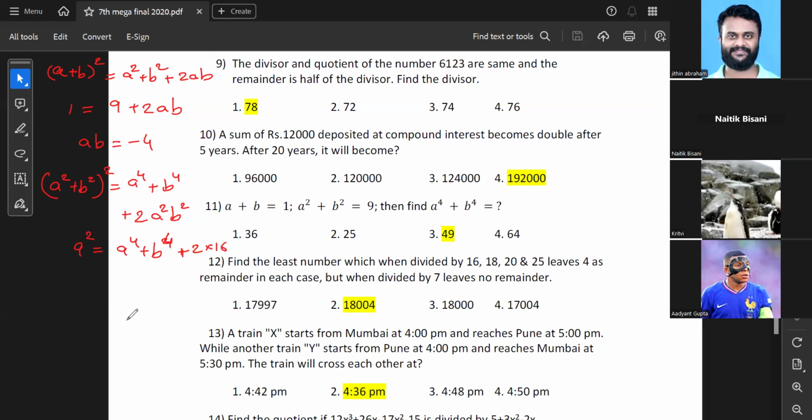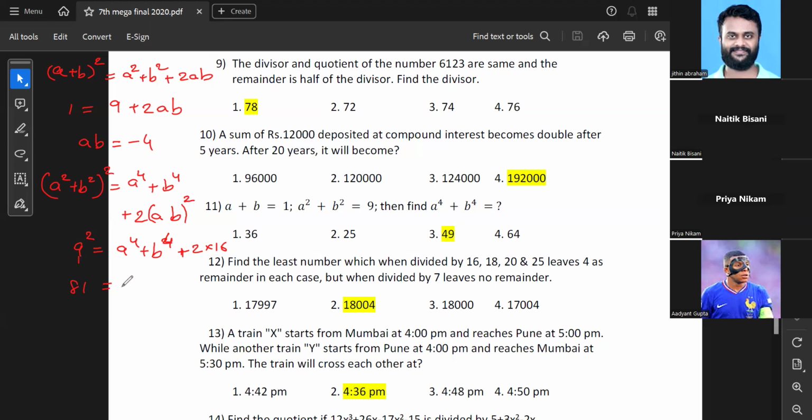Sir, but how did you get 2 into 16? It is 2 into (ab) the whole square, where ab is minus 4. Minus 4 squared, what will happen? It's 16 only, right? Sir, but why will we square minus 4? A square into b square, right? a square multiplied by b square is also equal to (a multiplied by b) the whole square. Only in case of multiplication, squares can be shared. Okay, sir. Understood, sir.